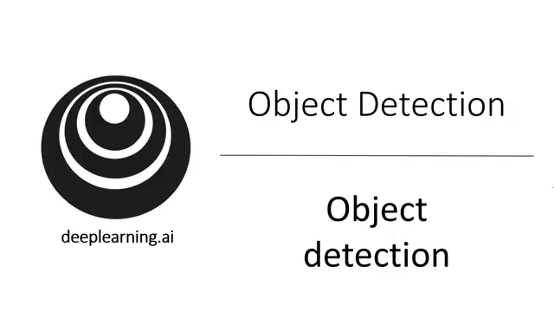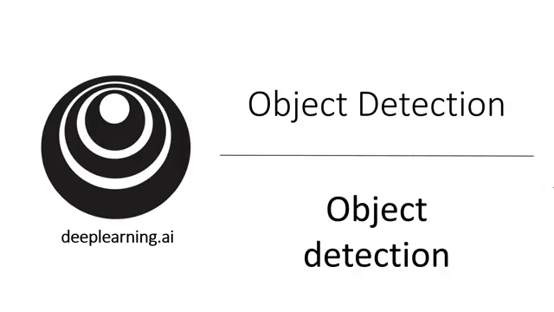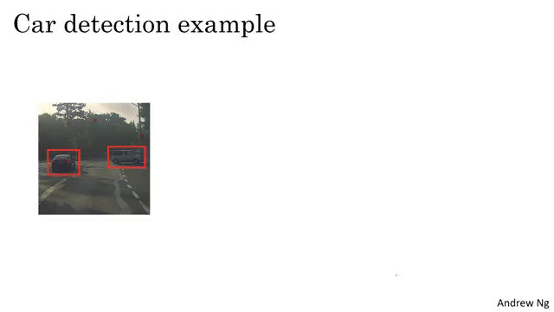You've learned about object localization as well as landmark detection. Now let's build up toward an object detection algorithm. In this video, you learn how to use a ConvNet to perform object detection using something called the sliding windows detection algorithm. Let's say you want to build a car detection algorithm. Here's what you can do.